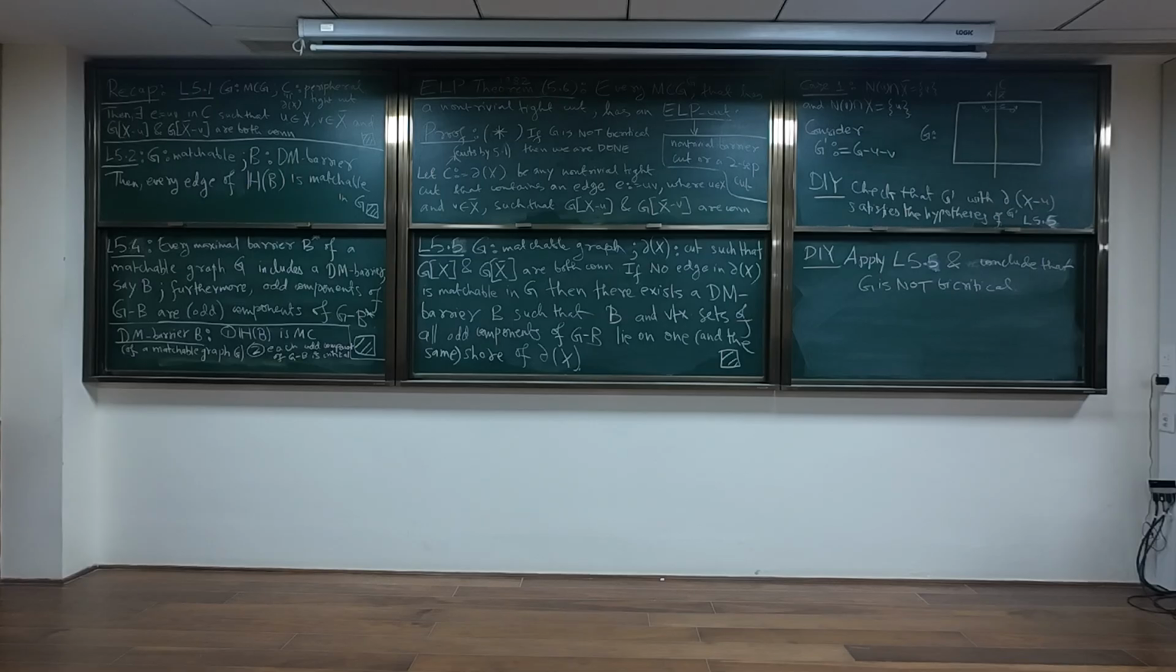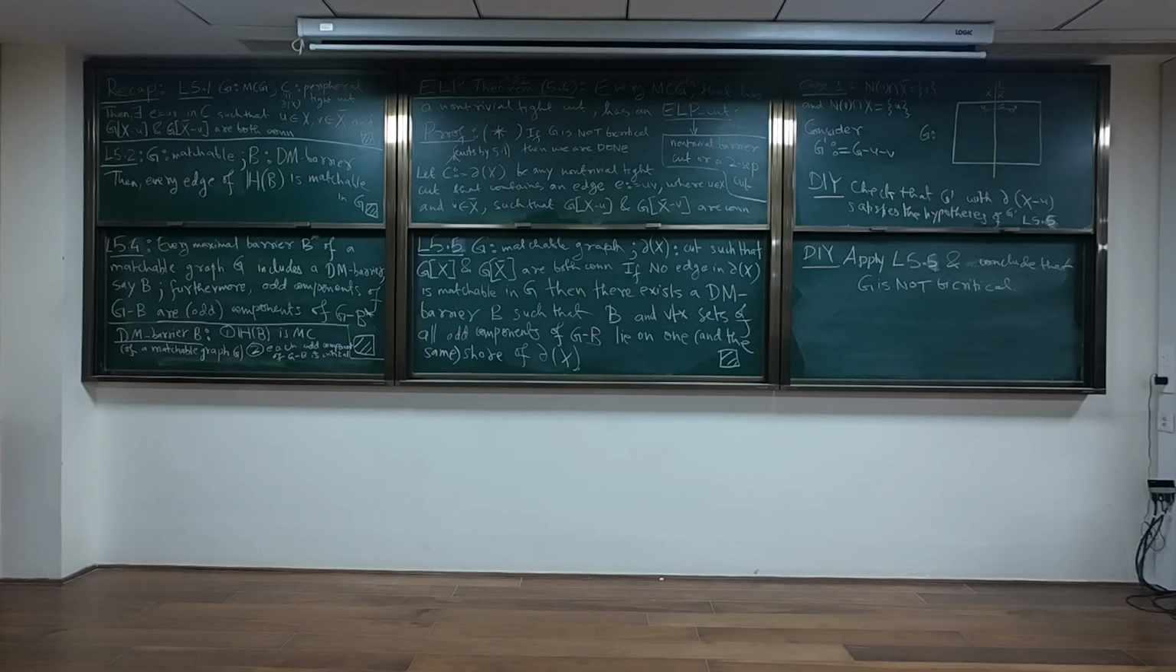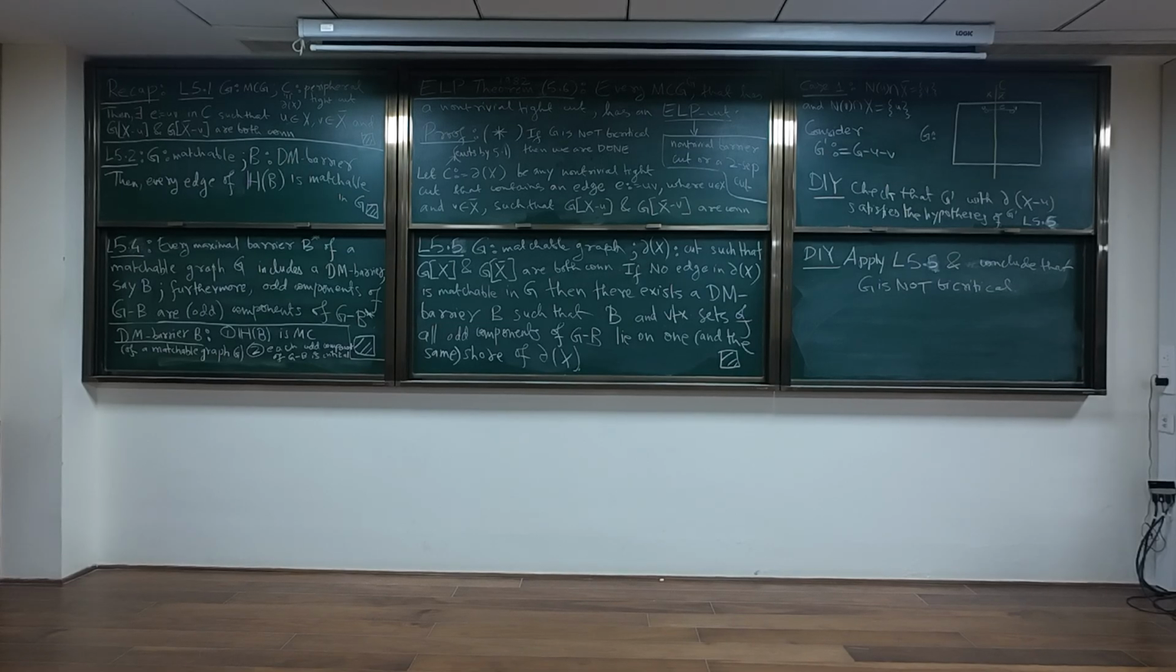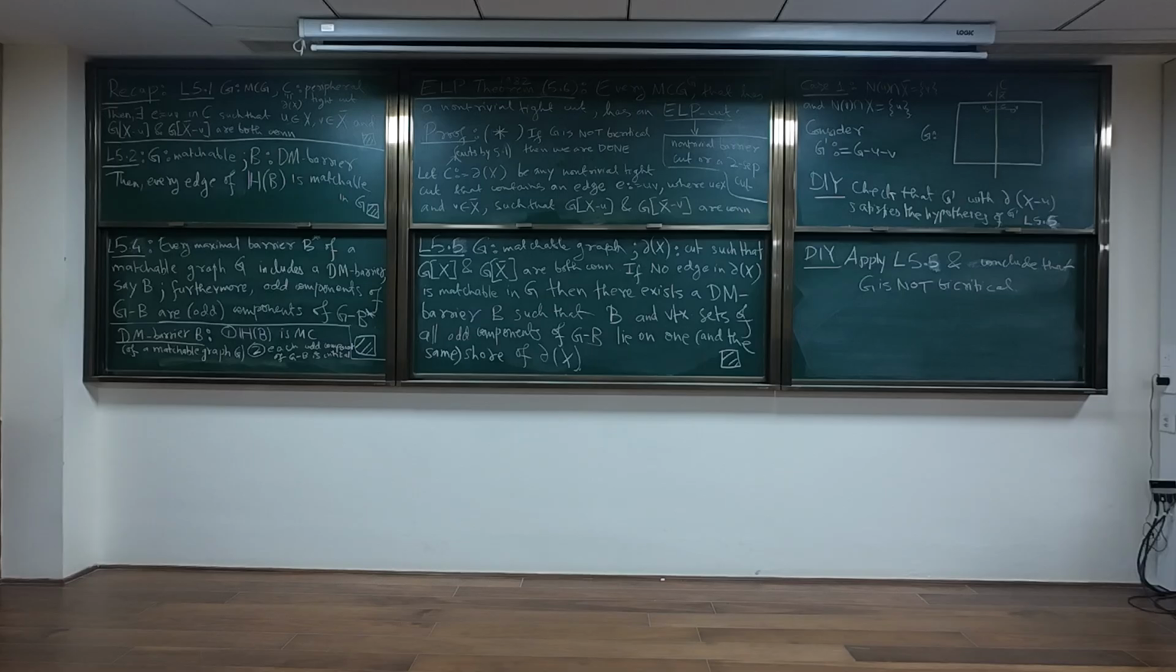Make a drawing first. Supposing it is matchable. After you delete u and v, even number of vertices. But x minus u is even. X was odd, no? It is a tight cut. Partial of x is a tight cut.